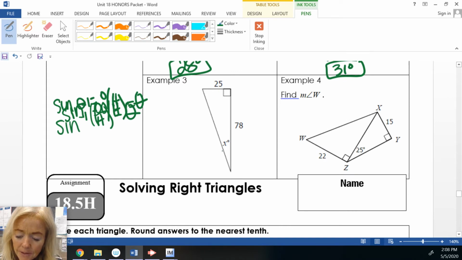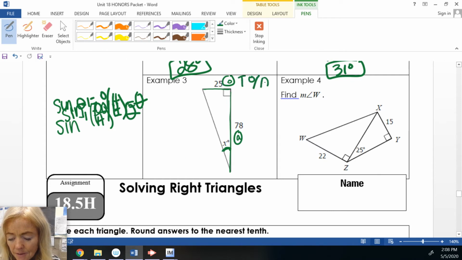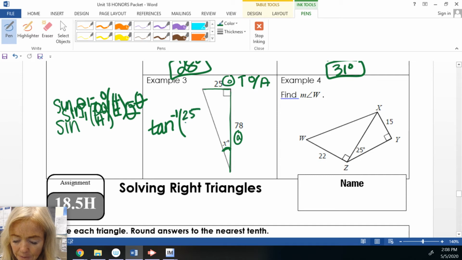Okay, example 3, this is your angle. Across here is the opposite, and right here runs right into it. It's not the hypotenuse, it's a leg, so it's adjacent. All right, O and A is tangent, opposite divided by adjacent. So we're going to do tan inverse of opposite, 25 divided by adjacent, 78.